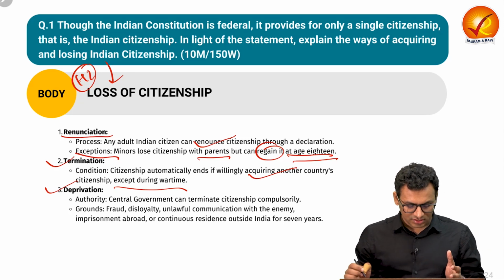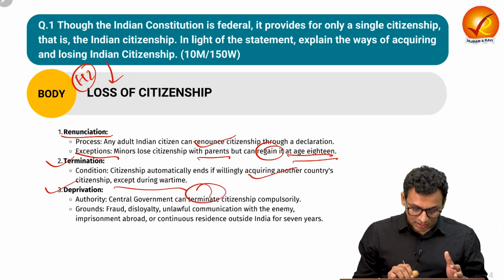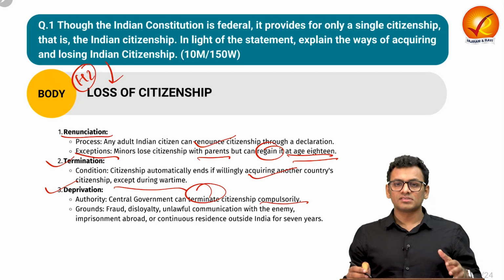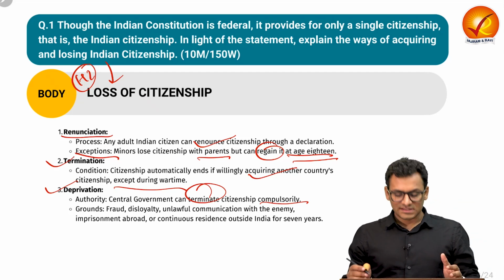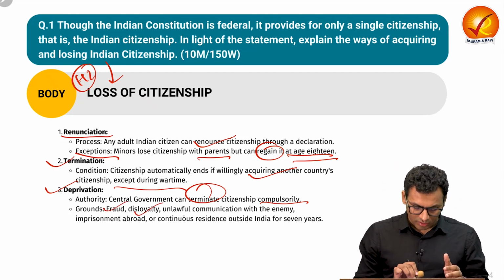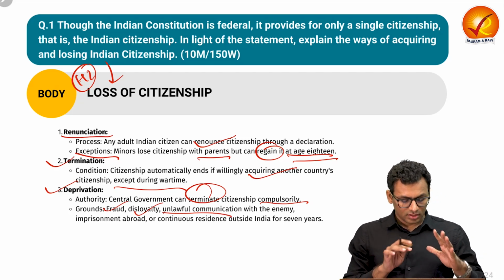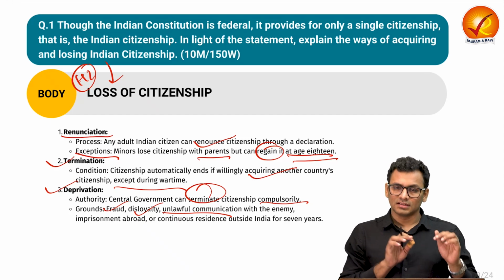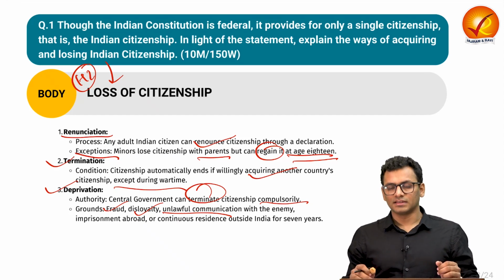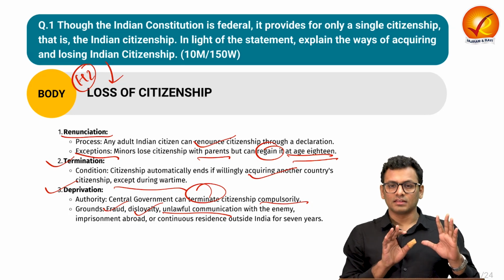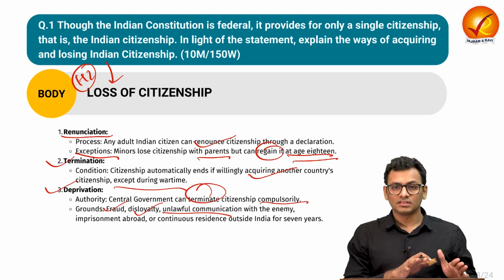The third is deprivation. Over here, the central government can terminate citizenship based on certain reasons such as fraud, disloyalty, and unlawful communication with the enemy during wartime. So these are the kinds of deprivations that can lead to loss of Indian citizenship. So these are the ways through which you can acquire and lose Indian citizenship.